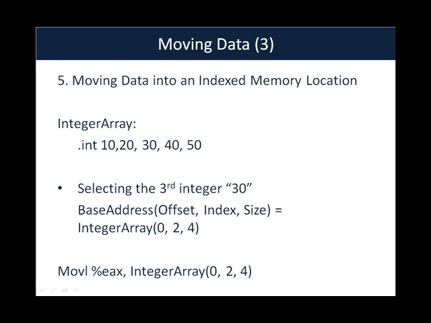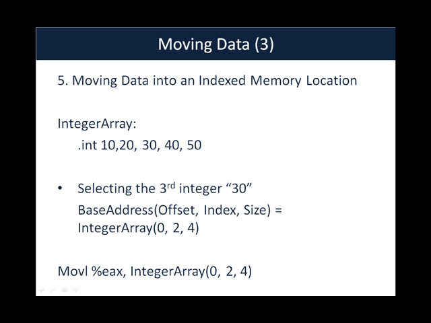The fifth variation is using indexed memory locations. This is something slightly interesting and tricky. If you remember, in the previous video we defined an integer array containing 10, 20, 30, 40 and 50. How could one selectively copy a value into the third element, which is 30? The way to mention that to the assembler is by mentioning a base address, opening brackets, and mentioning the offset, the index and the size. This isn't as complicated as it might sound. Let's take an example.